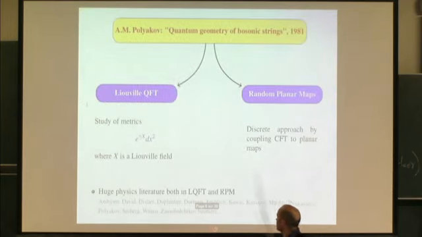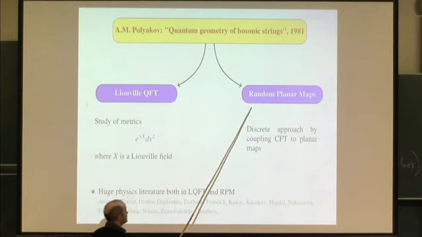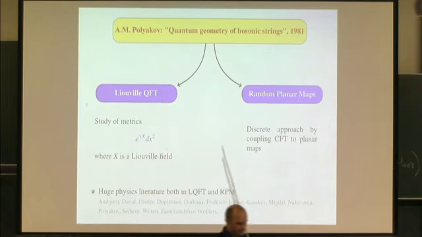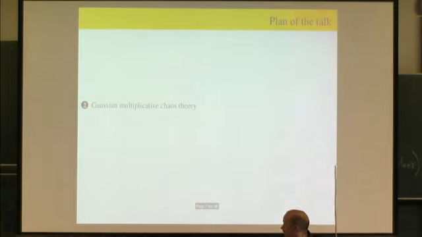Okay, so what I want to do now is to explain this connection. This is just one aspect of this Liouville quantum field theory, but I want to explain the connection between the random planar maps and Liouville quantum gravity. So I will first need to recall a few facts about this Gaussian multiplicative chaos theory, and this is what I am doing now.